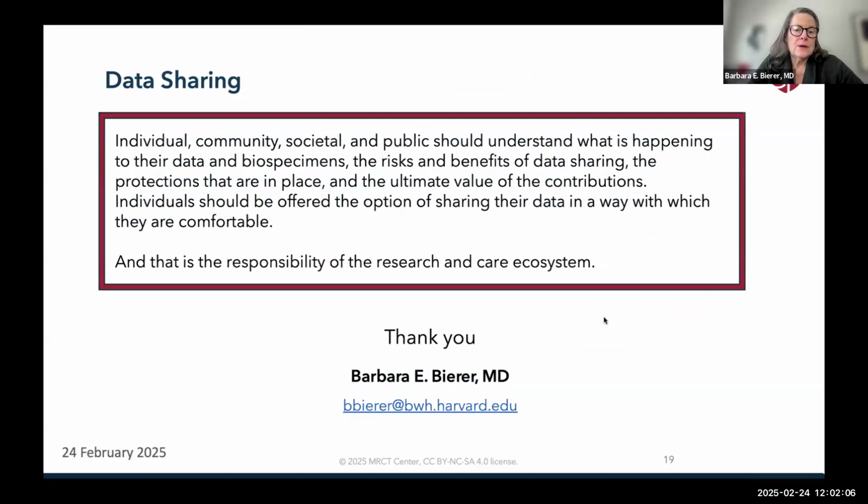So basically, individuals, community, society, and public should understand what's happening to their data and biospecimens, the risk and benefits of data sharing, the protections that are in place, and the ultimate value of the contributions. Individuals should be offered the option of sharing their data in a way with which they are comfortable, and that's the responsibility of the research and care ecosystem. And with that, thank you, and I look forward to questions anon.